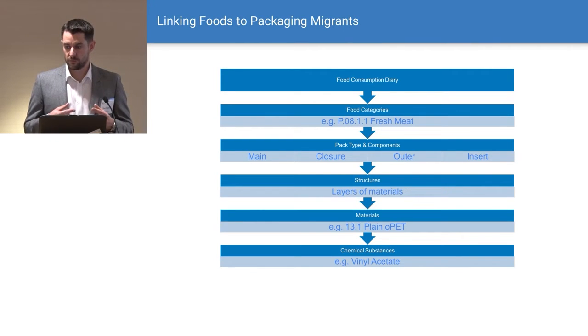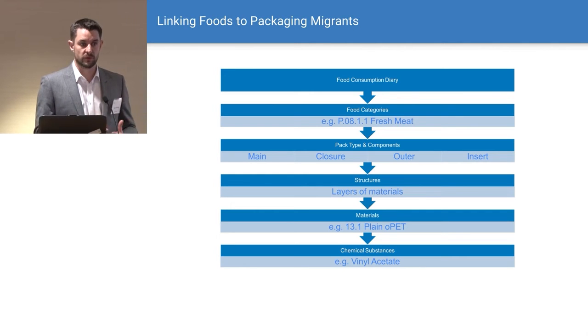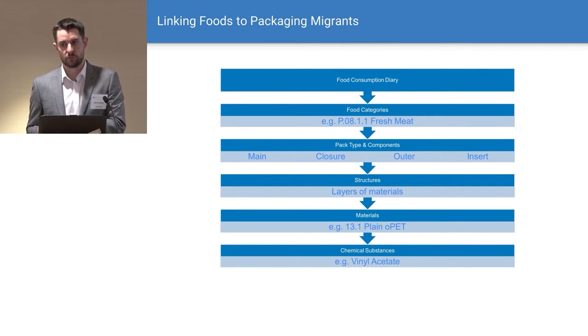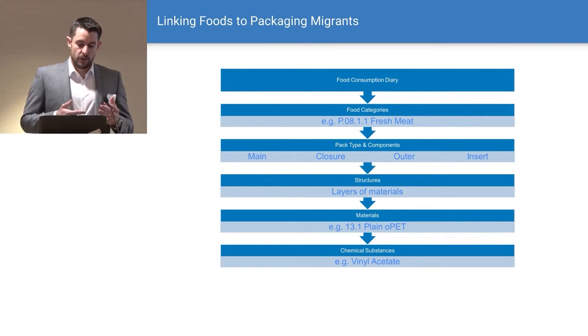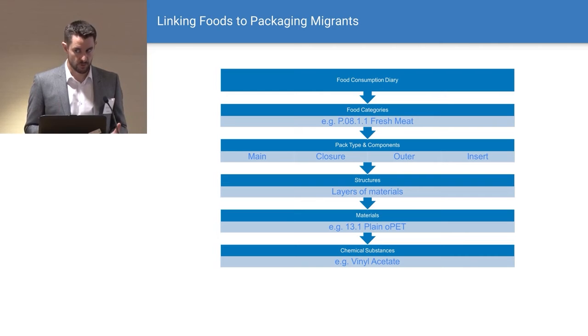The food categorization systems used in consumption databases aren't normally geared towards packaging use, but we recoded them in a way that was much more informative. It was a tiered system as well. So you'd have like P.8, 0.1.1 would be fresh meat. We then defined what was called a pack type. A pack type was considered to be a combination of 4 components.